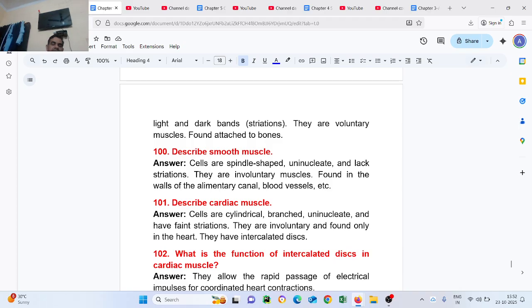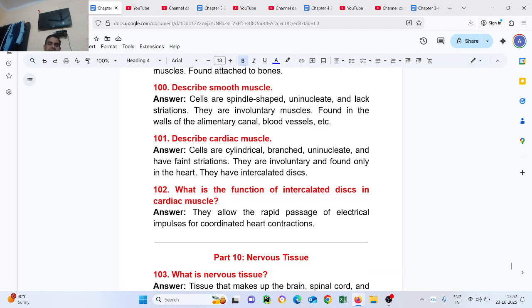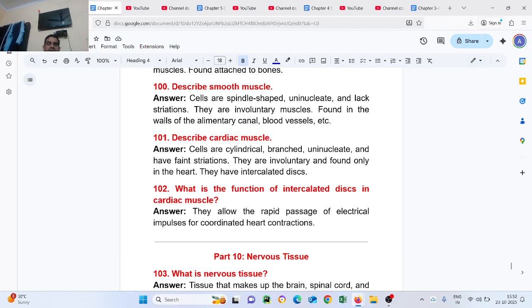Question number 101. Describe cardiac muscle. Cells are cylindrical, branched, uninucleated, and have faint striation. They are involuntary and found only in the heart. They have intercalated discs.